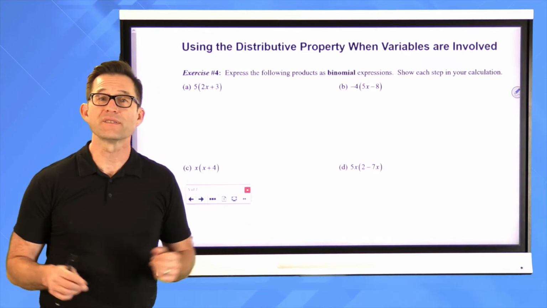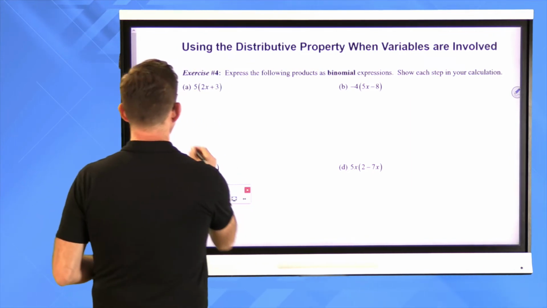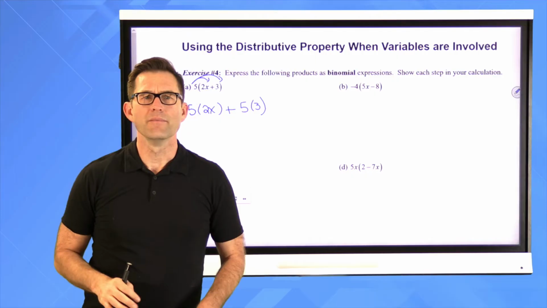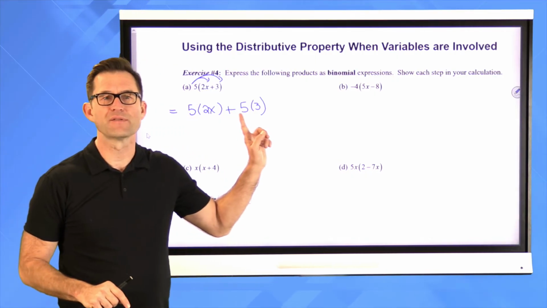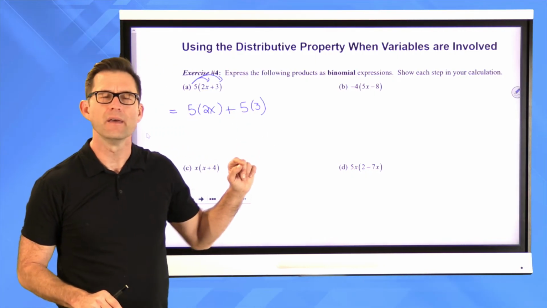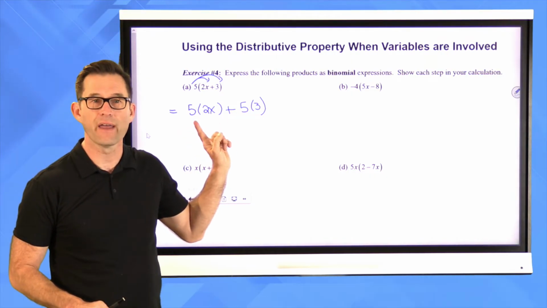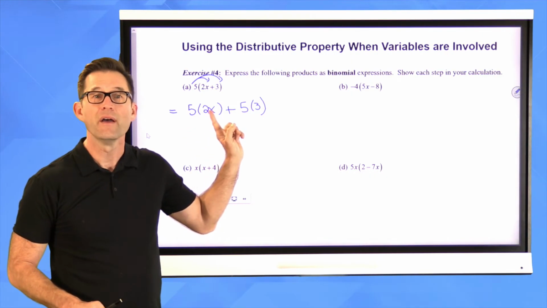So if I wanted to simplify this, what I could do is distribute the 5. That's going to be 5 times 2x plus 5 times 3. Now, before I finish this off, 5 times 3 is simple enough, that's 15. But what do I do with 5 times 2x? Well, keep in mind this is 5 times 2 times x.